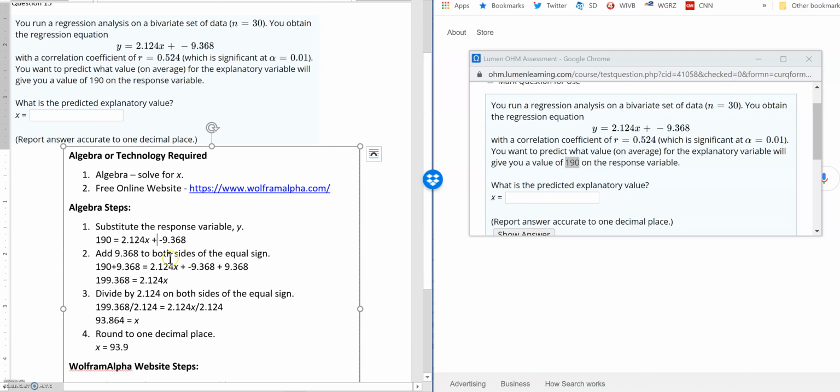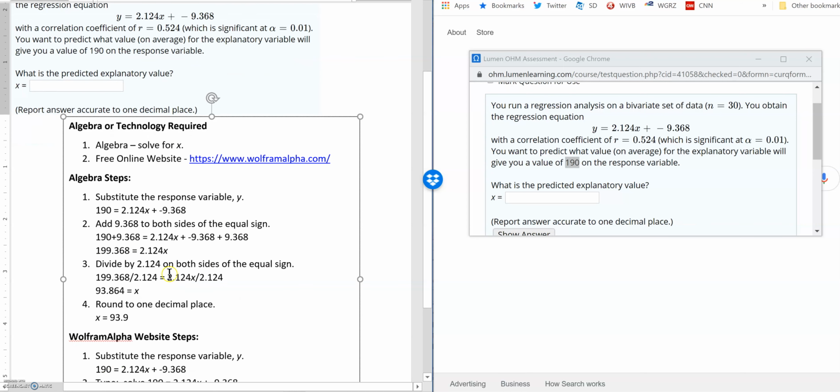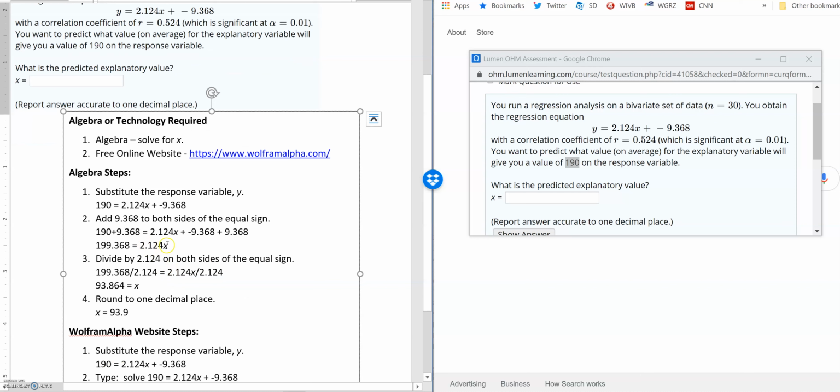Okay, to start off with algebra, remember you want to get x by itself, so the first thing that has to be removed is, doing PEMDAS in reverse, we have to add or subtract the inverse. To do that, we're going to add 9.368 to both sides. And by doing this, we add it to this side. You can see a negative plus a positive should get you 0. And we're left with 199.368 equals 2.124x.